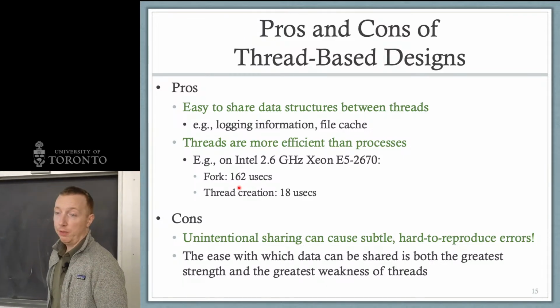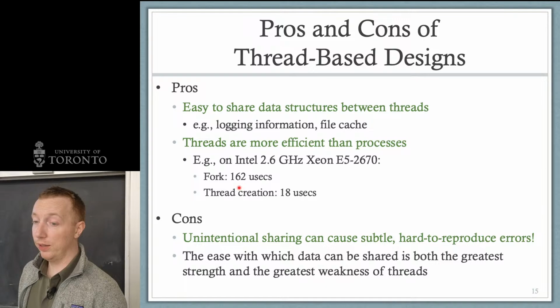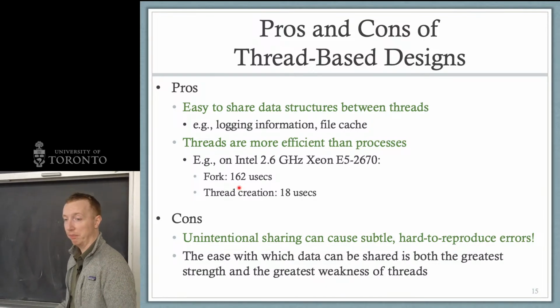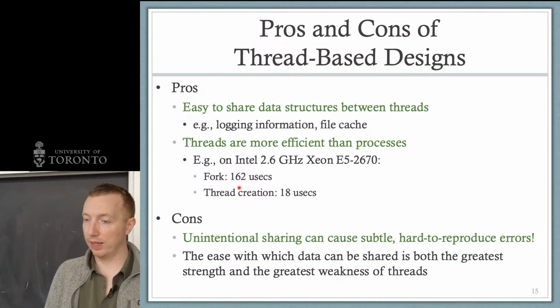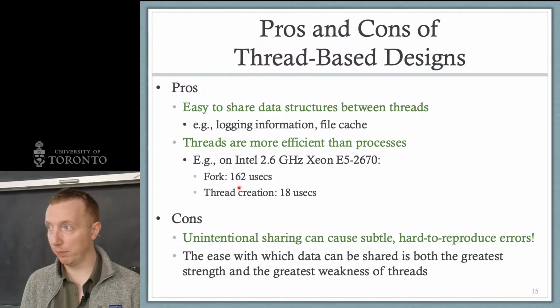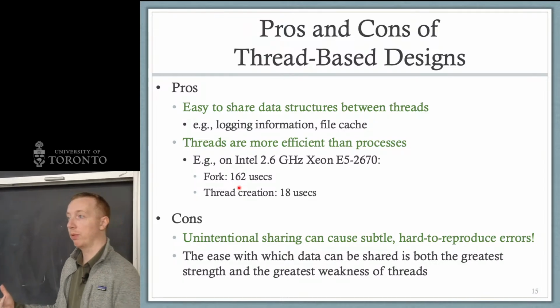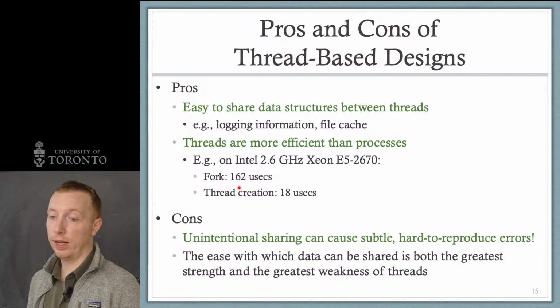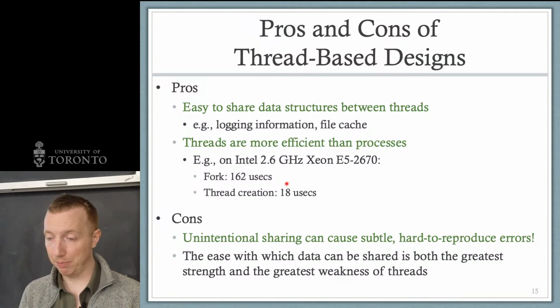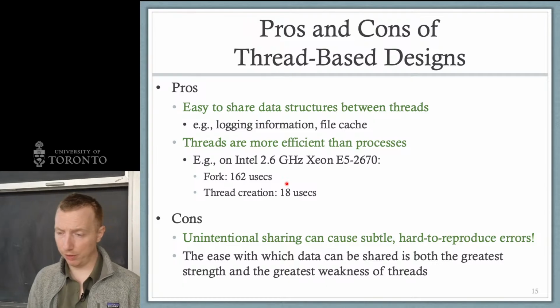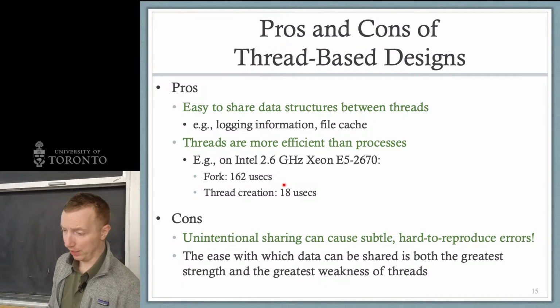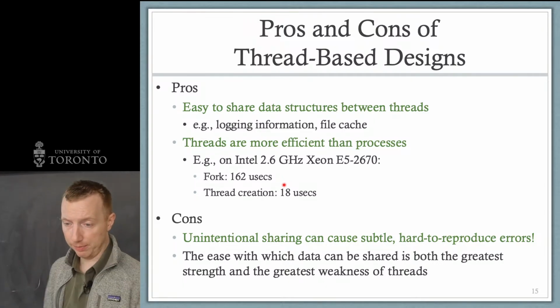So if you have a thread-based design, it's really easy to share structure, like any caches, anything like that. They're more efficient, they're easier to set up. You only need something to keep track of the registers and the stack. So in this case, on some server, they can be up to 10 times faster to create.